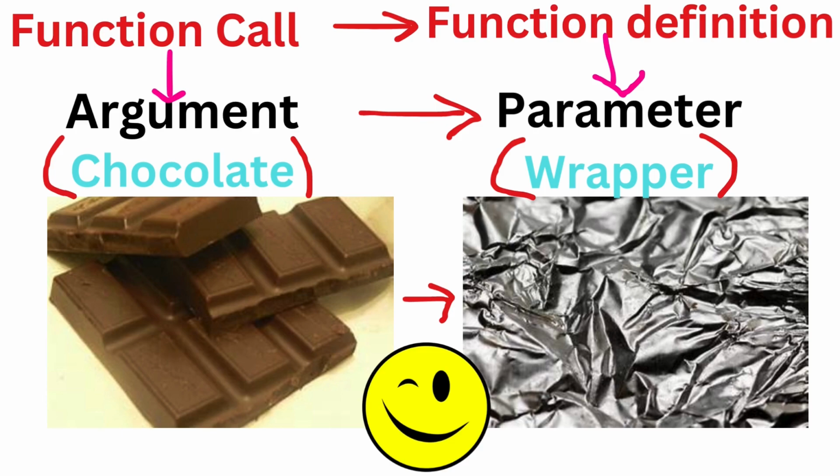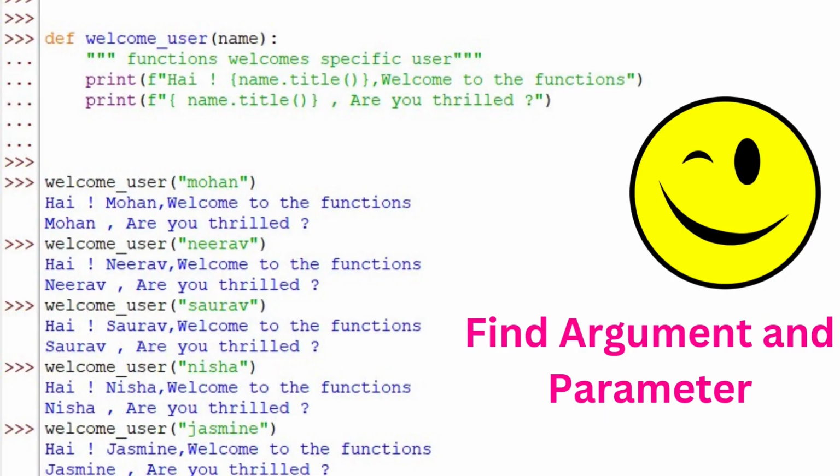So friends, now a small task for you. So take our previous example, welcome_user_of, where we welcomed specific users. In that example, I want you guys to find the parameter as well as the arguments. So do tell me in the comment section. So let's see how many got the correct answers here.